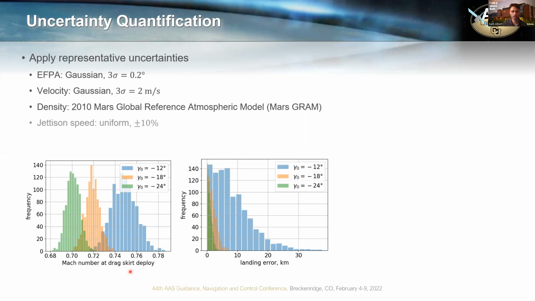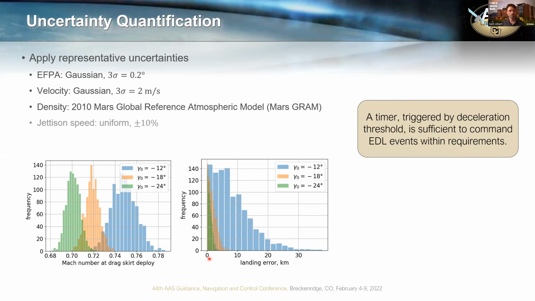And then we're also showing landing error here. This is with respect to the dispersed landing and the nominal landing site. So as one would expect, as the entry flight path angle gets steeper, the landing dispersions go down. What's interesting here is that there's a huge reduction from -12 to -18, but then the returns sort of diminish as you go from -18 to -24, for example. There's only sort of an incremental improvement there. So the conclusion we can draw here is that a simple timer that kicks off when deceleration exceeds some threshold is sufficient to command SHIELD's EDL events within these assumed requirements.